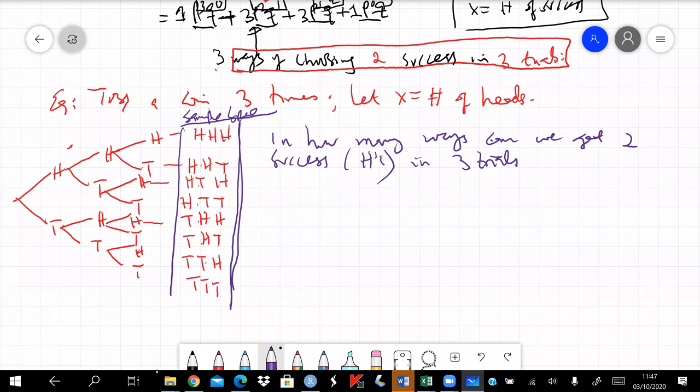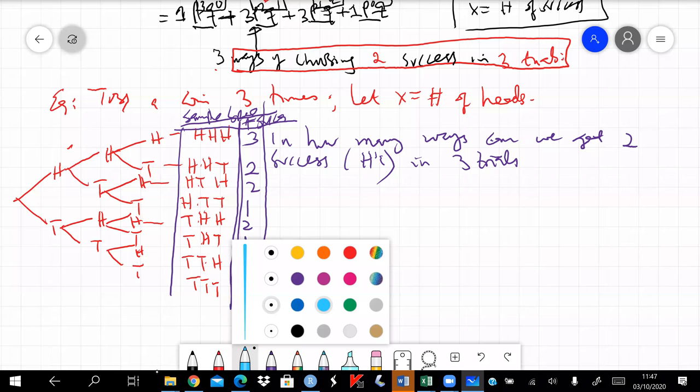I think we did something like this last week. So the number of successes: these are 3 successes, those are 3 heads. These are 2 successes, 2 successes, 1 success, 2 successes, 1 success, 1 success, and no success. So what you need to do is to come to this column here and count the number of times you have 2 as the number of successes.